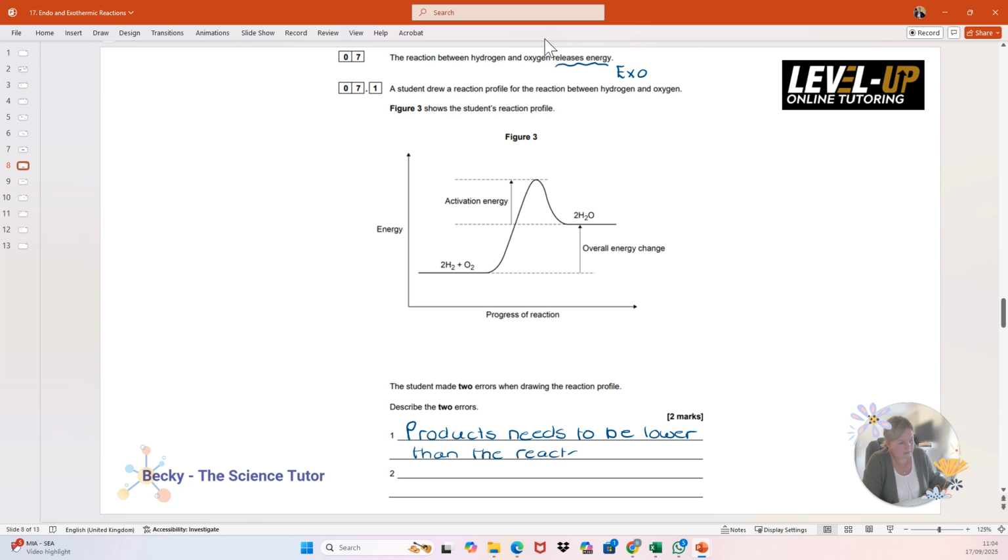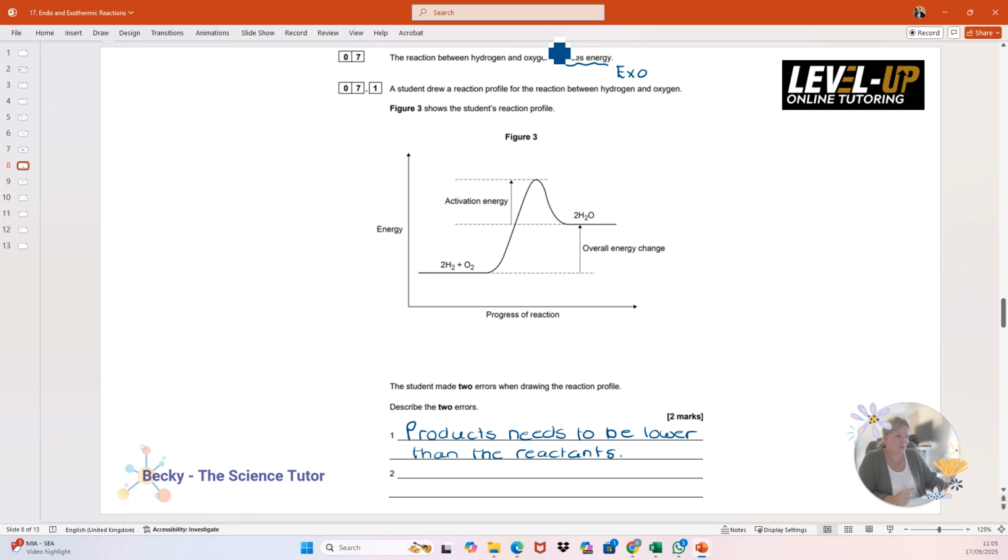And remember, it doesn't matter if you word it slightly differently. When a mark scheme is used, it's usually about the ideas. So as long as you're explaining that the products need to be lower than the reactants, it doesn't matter if you don't use it word for word as mine. That is absolutely fine. Don't panic about that.